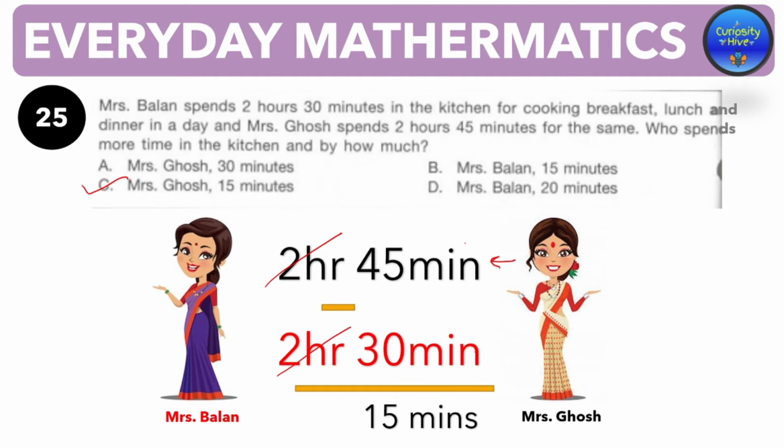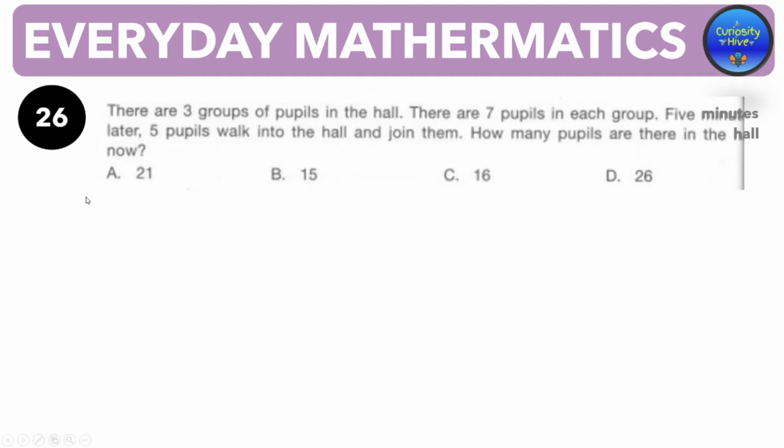Next question. There are 3 groups of pupils in the hall. There are 7 pupils in each group. 5 minutes later, 5 pupils walk into the hall and join them. How many pupils are there in the hall now?